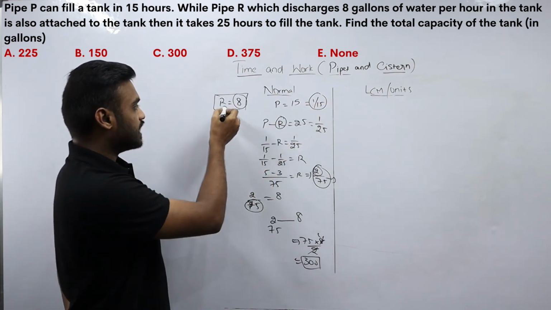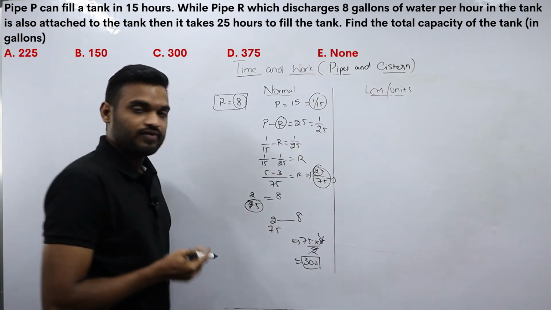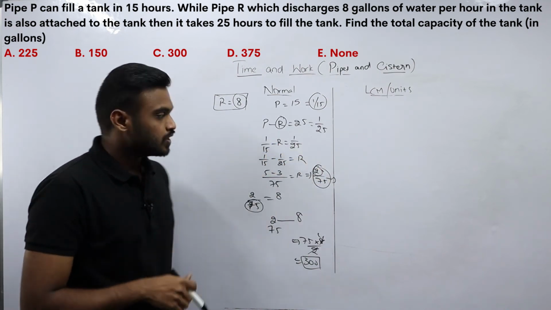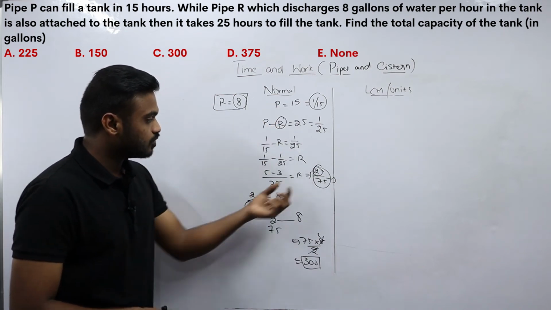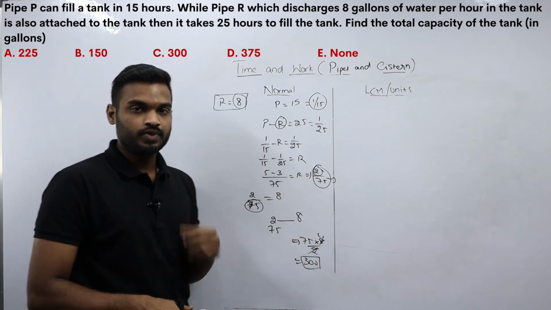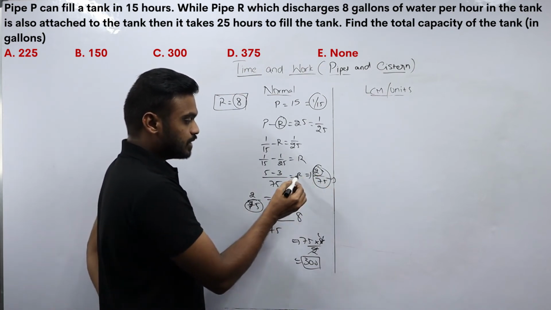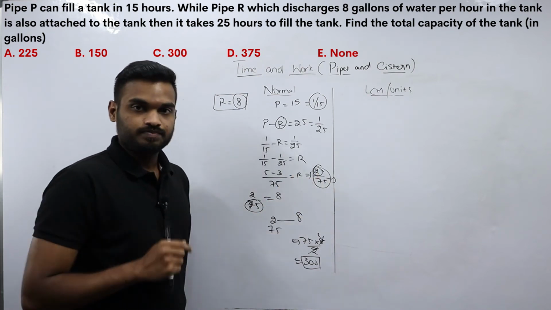So if I find out R's efficiency in the form of hours, I will find out the total capacity of the tank. So I am substituting this P's value in the form of P minus R. So I came to know R's efficiency, that is 2 by 75. So out of 75 parts, R is doing 2 parts per hour.